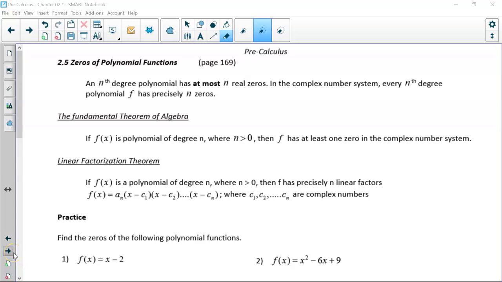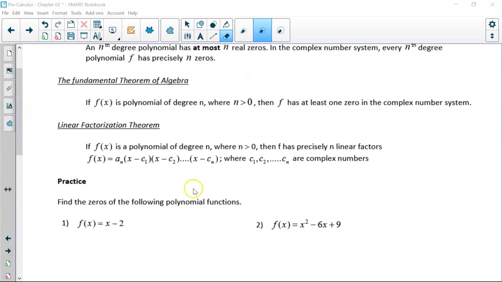Welcome to section 2.5. We're going to be talking about zeros of polynomial functions. Now, a polynomial function has at most n real zeros, and n is the degree. So keep that in mind. Just because it says at most doesn't mean all of them are going to be real. And we'll be talking about those later on, especially when we talk about complex solutions, those imaginary solutions.